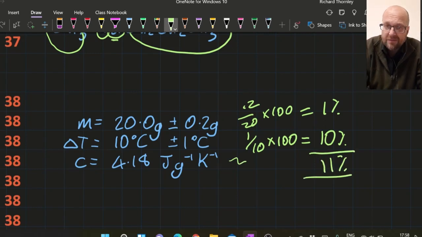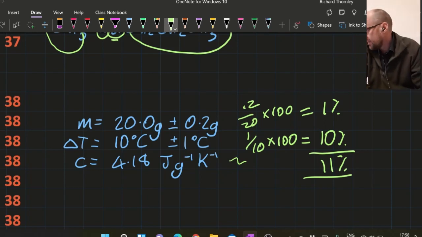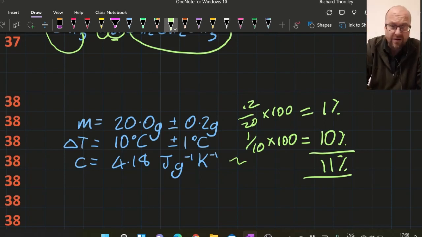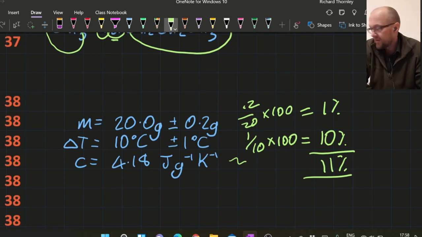Now, following the IB rules, you can't have 2 sig figs in your uncertainty. You're uncertain about it. How will you give me 2 numbers? So it should be 10. 10 is not an answer. Don't choose the right answer, choose the best answer, which is 11. So 38 is C.